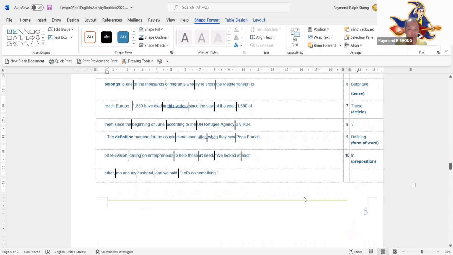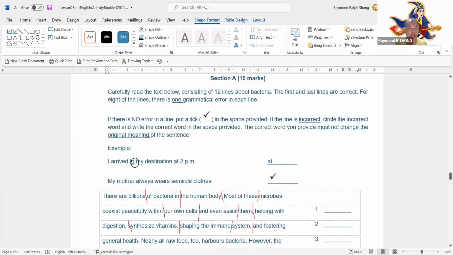And this is where, you see? Carefully read the text below, consisting of 12 lines about bacteria. The first and the last line are correct. For 8 of the lines, there is one grammatical error in each. If there is no error in a line, put a tick in the space provided from 1 to 10. If the line is incorrect, circle the incorrect words and write the correct words in the space provided. The correct words you provide must not change the original meanings of the sentence.